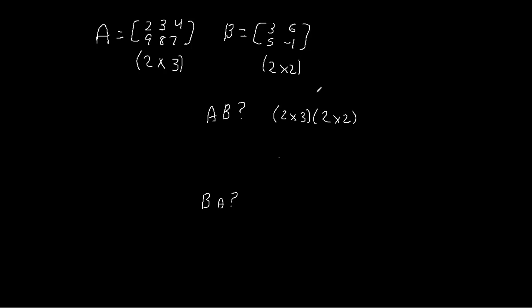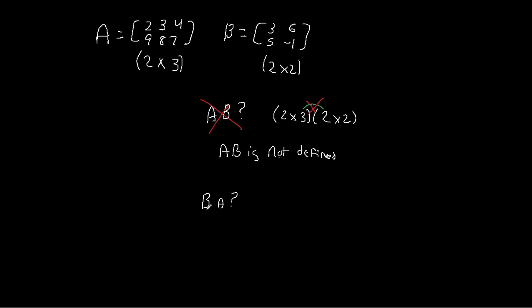So as always, the first thing you do is check the inner dimensions. Do the inner dimensions match? Well, in this case, does 3 equal 2? The answer is no. So you actually can't do this. AB is not defined. We don't have a way of doing matrix multiplication when the inner dimensions don't match.